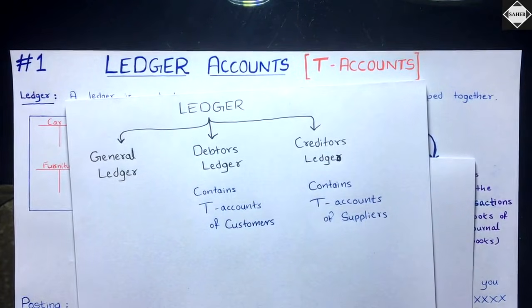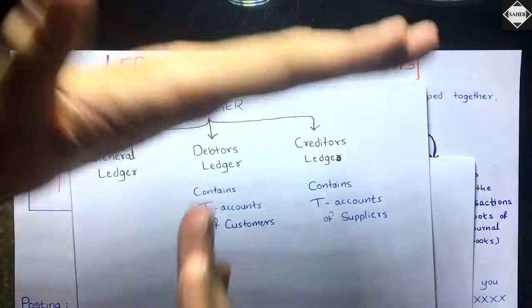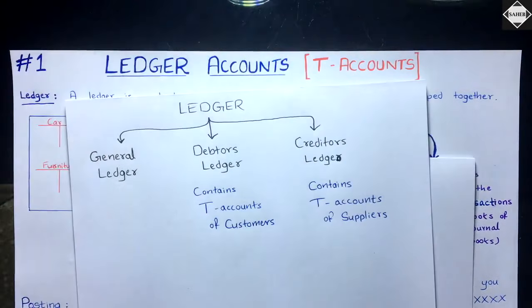For example, let's say you have a supplier Freddy, and you want to know exactly how much money you have to pay to Freddy. Fine. So how are you going to come to know that? Simple. You are going to go to the creditors ledger, individual accounts of Freddy, you will see the balance, and from that balance you'll be able to understand how much money I have to pay to Freddy.